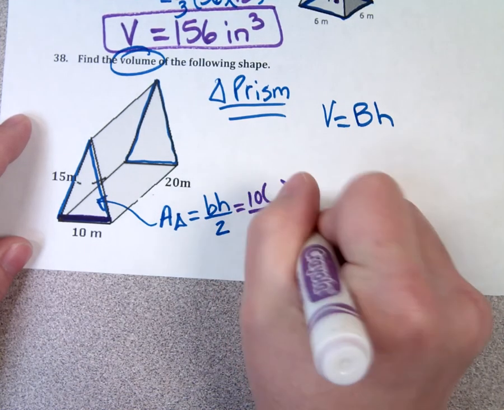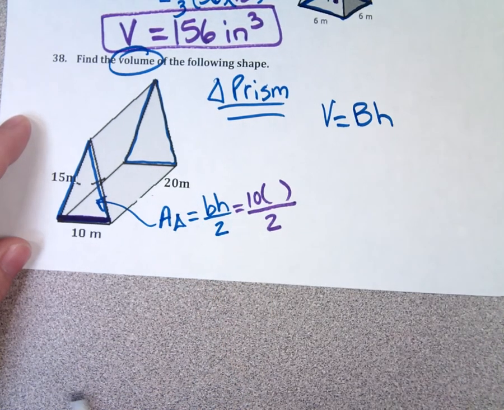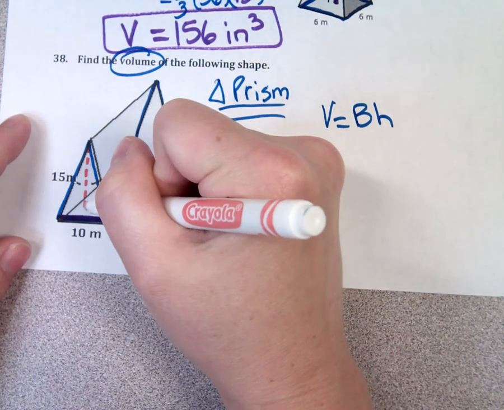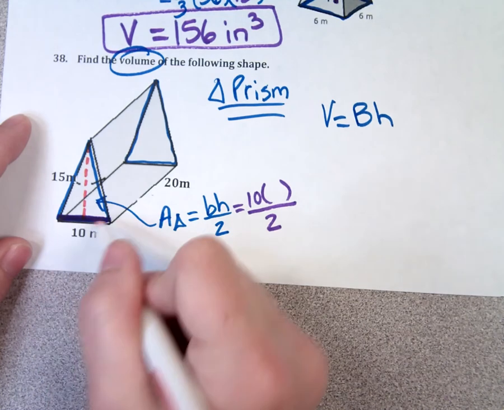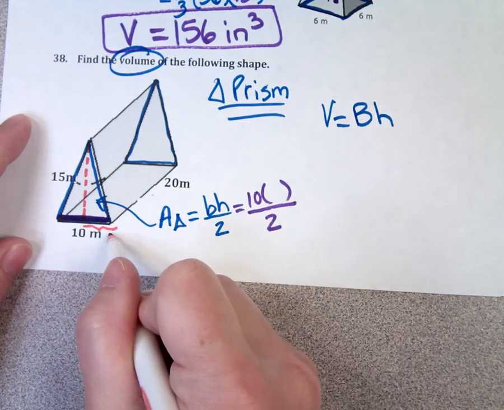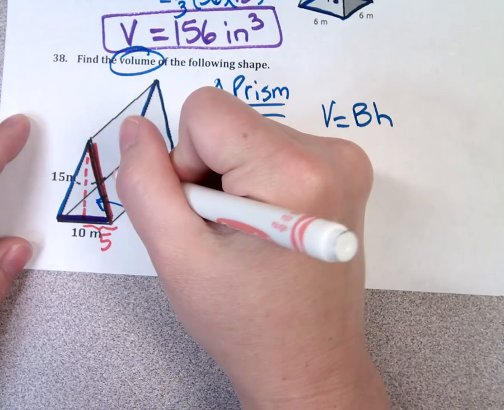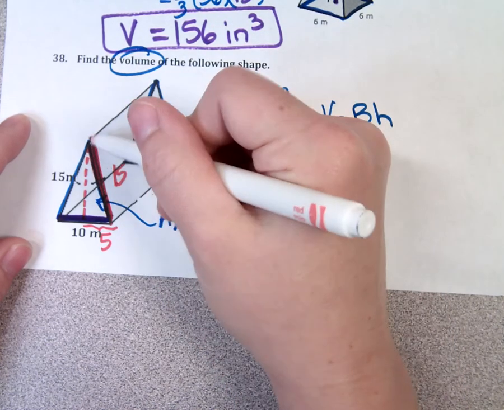Now I need to find the height of my triangle. So let's talk about the height of the triangle. The height of the triangle would be this piece right here. And it's going to cut that base in half. So how long is that? 5. How long do we know this piece is? 15. And I'm looking for this guy right here.